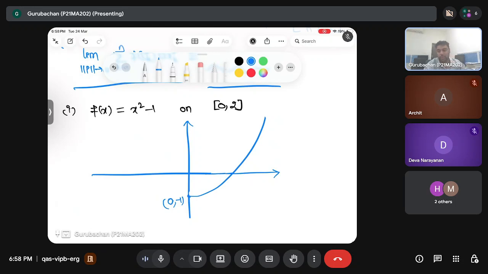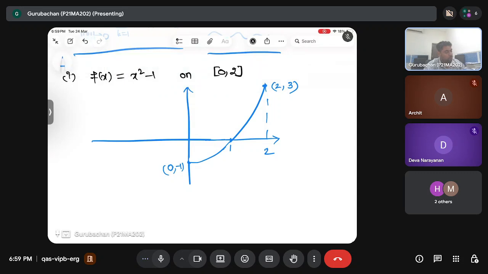I draw like this because we just need to see how things happen at 2. So this is your 0. Assume this is 1, obviously, then this will be your 2. At 2 this will give you value 3, and at 1 this is 0.